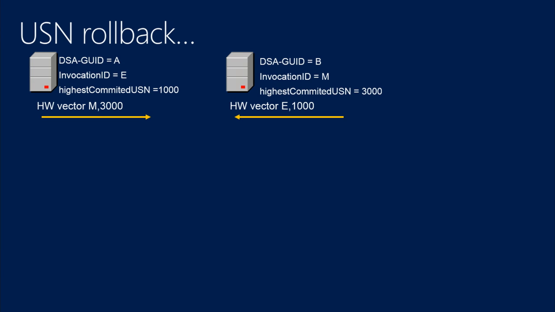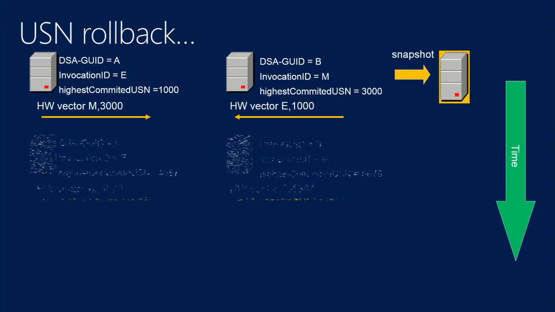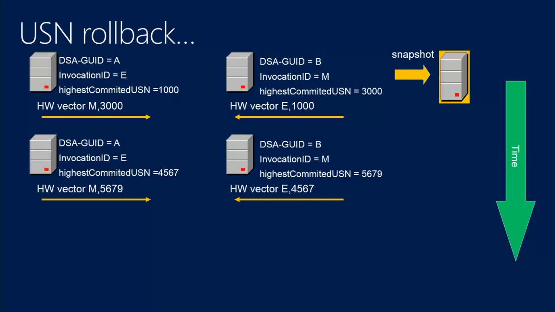This guy on the left says, I've had everything from M up to 3,000. The guy on the right says, I've had everything from E up to 1,000. So if you look at the USN on the one on the left, it's 1,000. You look on the right, there's 3,000. So they're both totally up to date. At that point, you snapshot, and then time moves on, and you end up with things being added, and the USNs bouncing up.